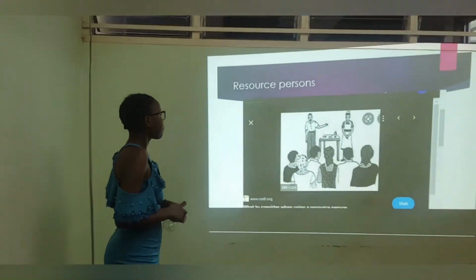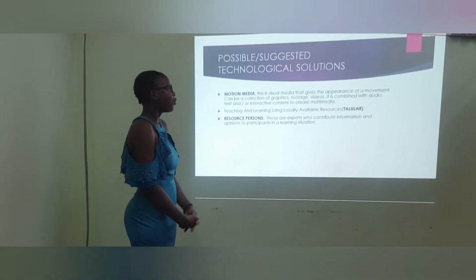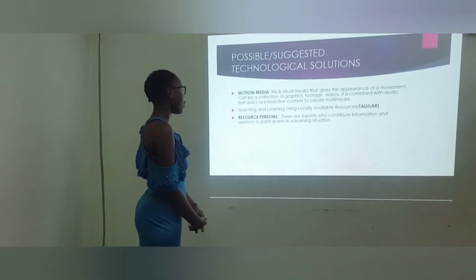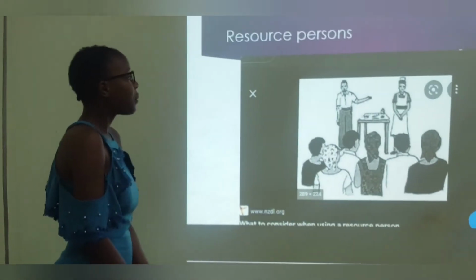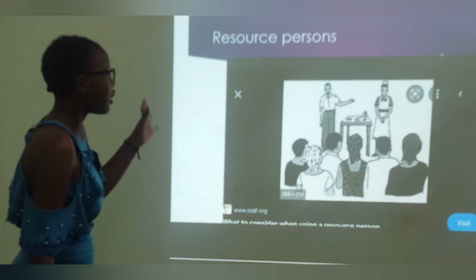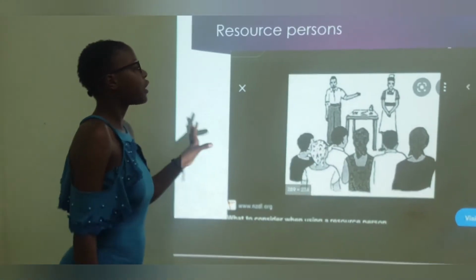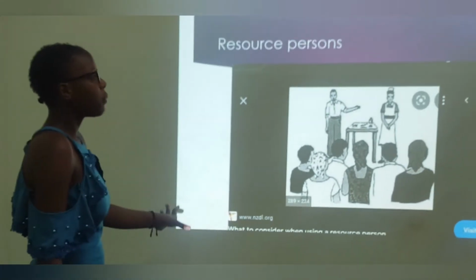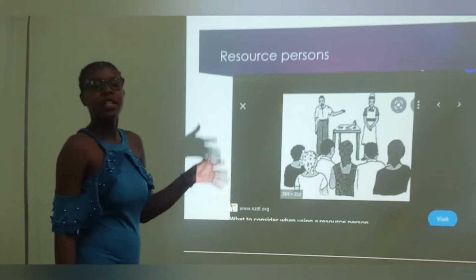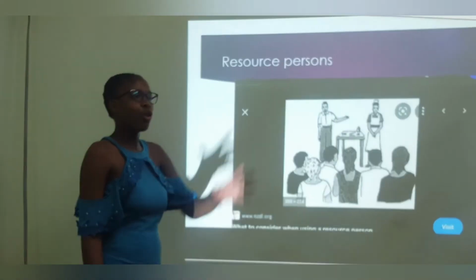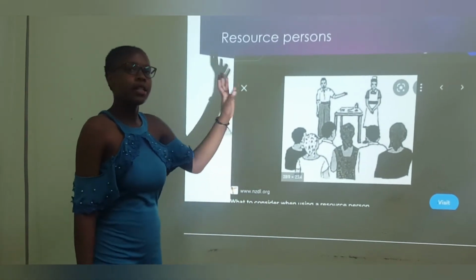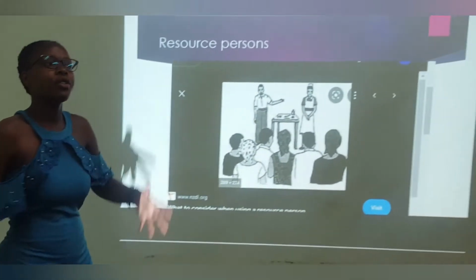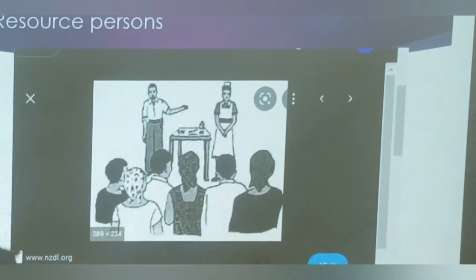Resource person. These are experts who contribute information and opinions to participants in a learning situation. These are people that are very good in the field of study. For example, in scientific investigation, we can take somebody who mainly deals with researches and knows all the scientific skills and is best in that area to explain to the students. This person can also be a motivator to the students in some way because they will be interested in the field. Thank you.